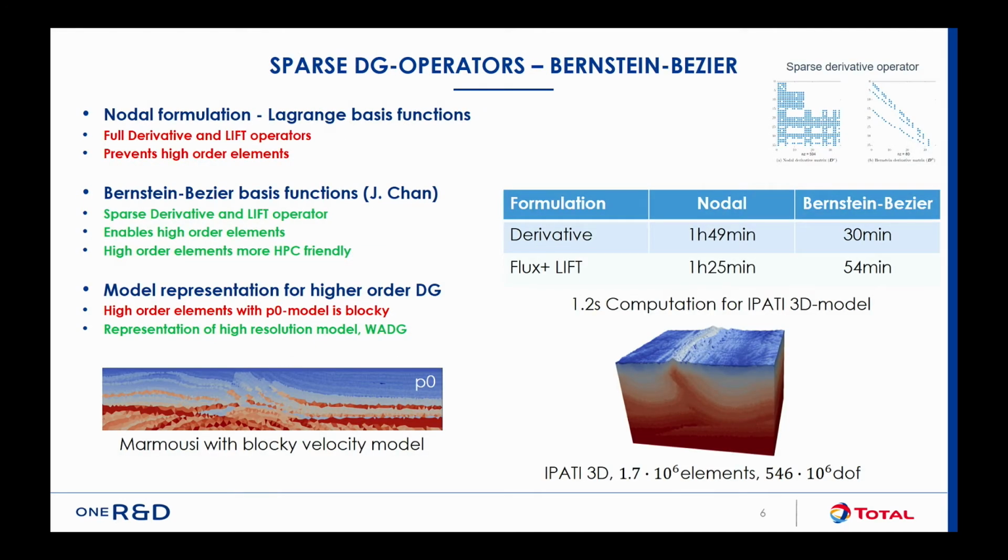Okay, I missed one thing here. The model representation: originally we consider a constant model per element. But then it becomes a blocky model when you increase the order. So if you want to have higher order with P0, it looks very bad, like here. So we want to represent that with the weight-adjusted discontinuous Galerkin.